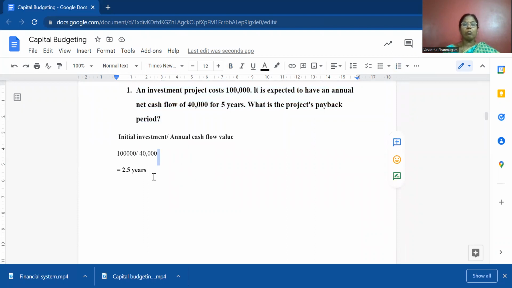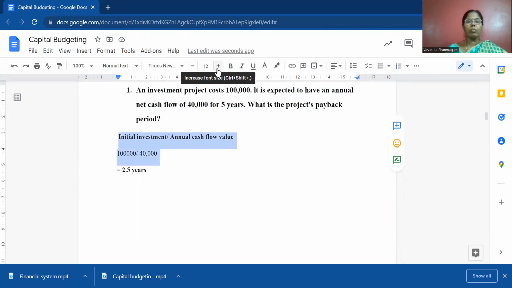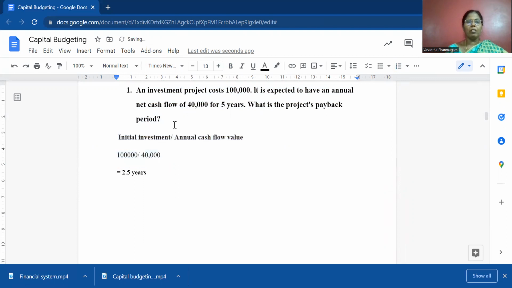An investment project costs 1 lakh. It means that the initial investment is 1 lakh, with an annual net cash flow of 40,000 for 5 years. What is the project payback period? So this is the formula. We'll work out how to go about this problem. First, take what is the formula.